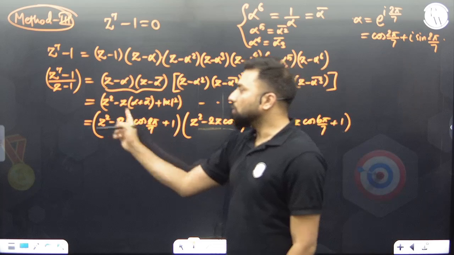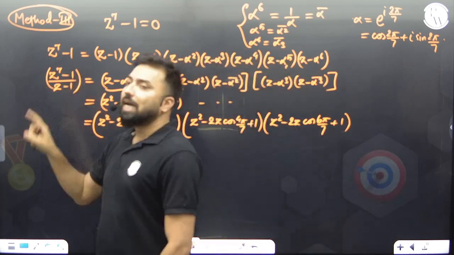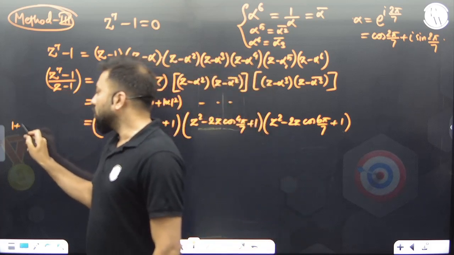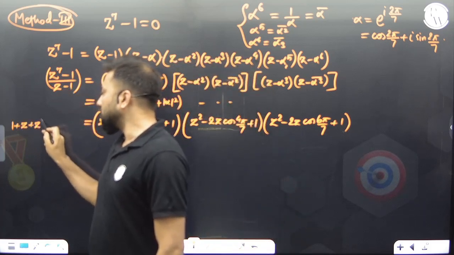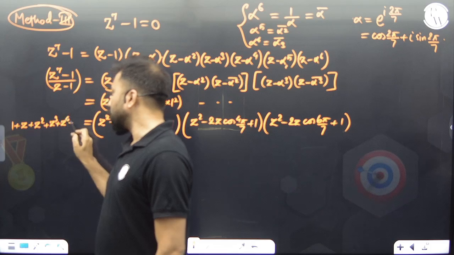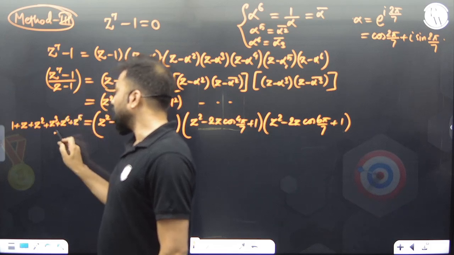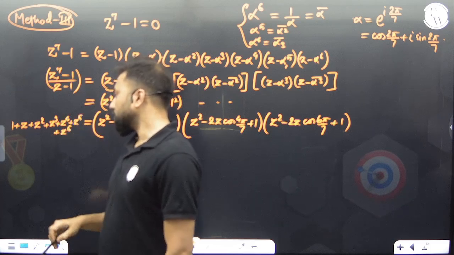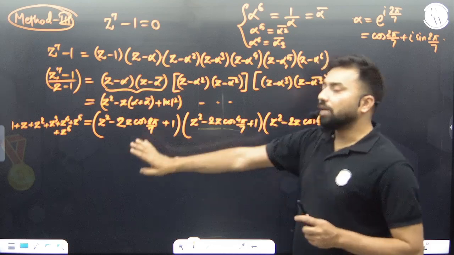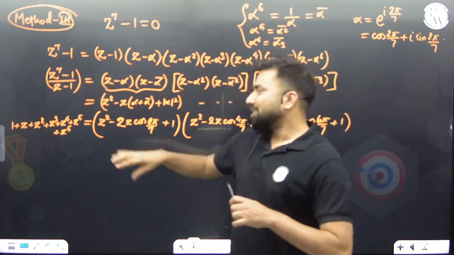Now this is equal to, if I take this as a GP, I can write this particular term as 1 plus z plus z square plus z cube plus z raised to the power 4, z raised to the power 5 plus z raised to the power 6 in the left hand side. Now this is equal to this particular given expression. So this is an identity.